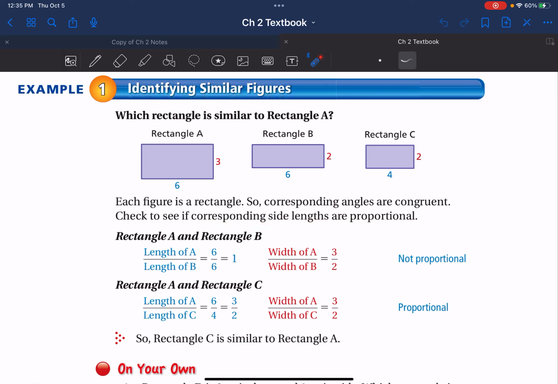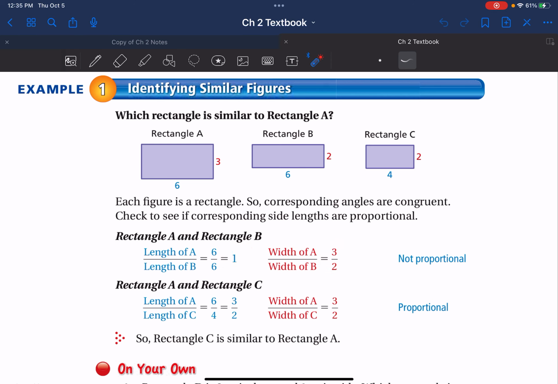We're going to set up a proportion of rectangle A's sides. So the length of rectangle A right here is a 6. The length of rectangle B is also a 6. So they're going to make that proportion 6 over 6, which is equal to 1. Now we're going to do the same thing for the other side. We've got 3 and 2. Setting up that proportion, 3 is to 2. Now, is 3 halves the same thing as 1 whole? No. Since they didn't equal the same proportion, we'd say that's not proportional.